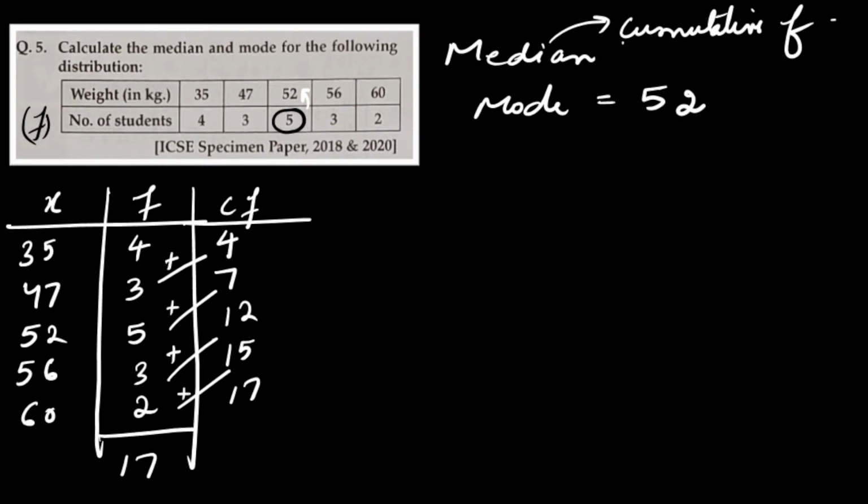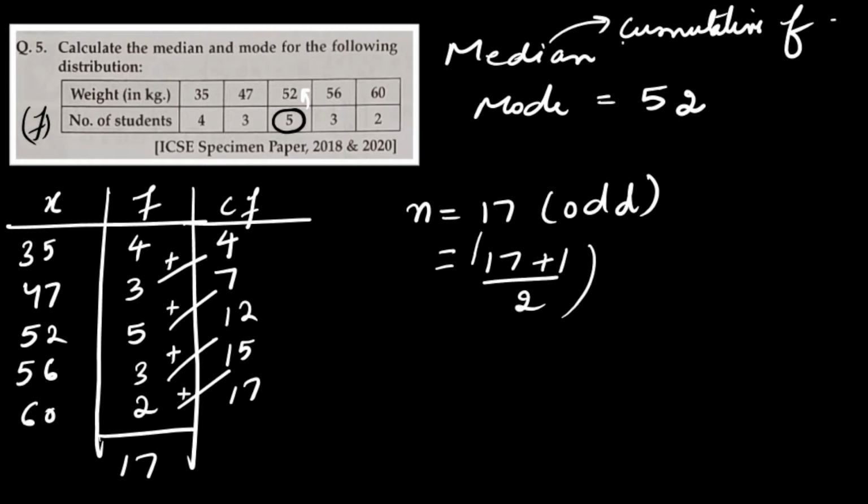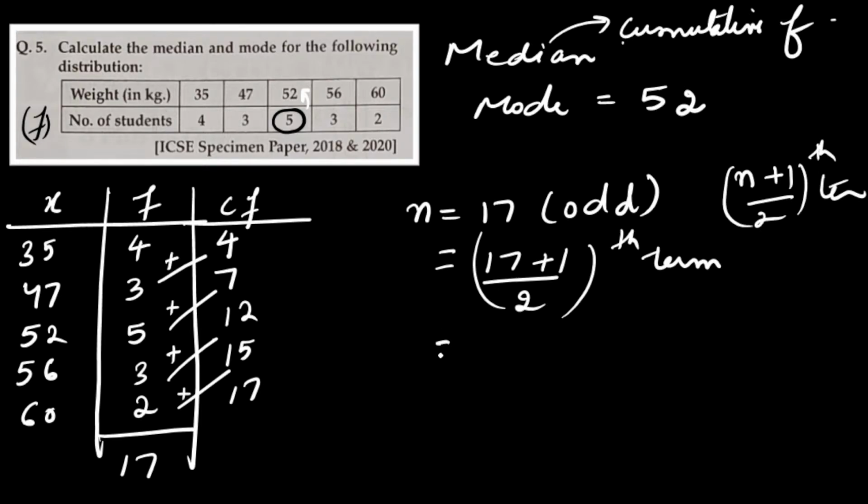See here, n's value, that means the total value, is 17, which is odd. In case of odd numbers, as we have done earlier also, we add 17 plus 1 and divide by 2. That particular term is the median. When the number of terms is odd, the formula is (n plus 1) by 2. So 18 by 2 is 9.